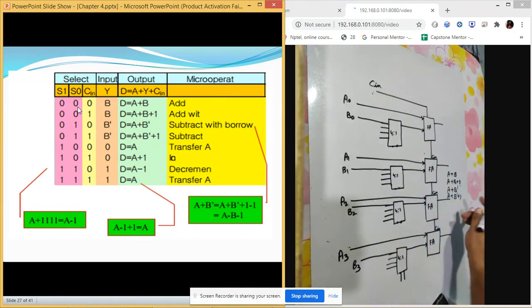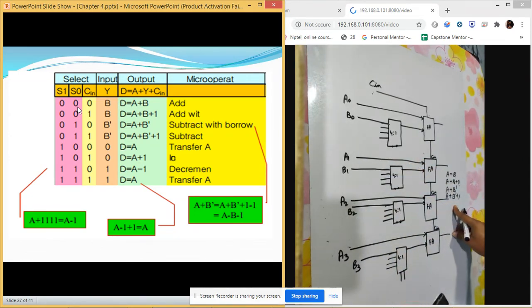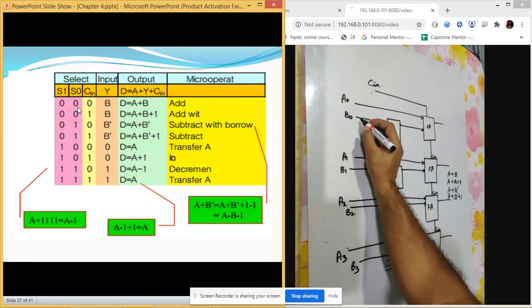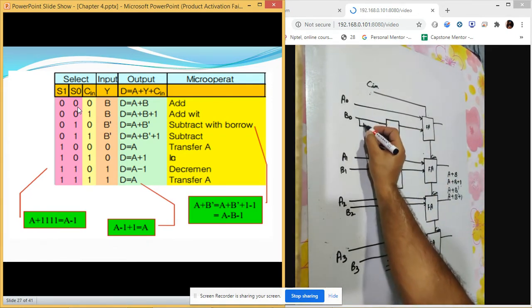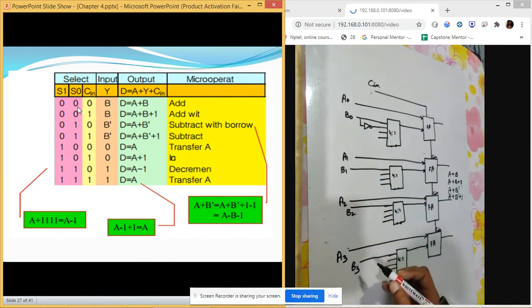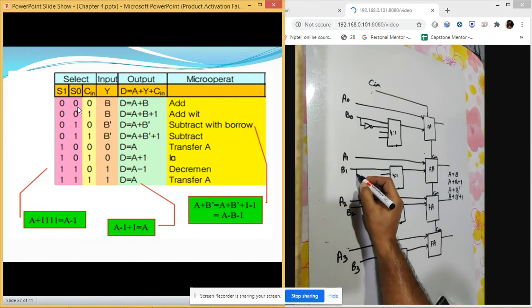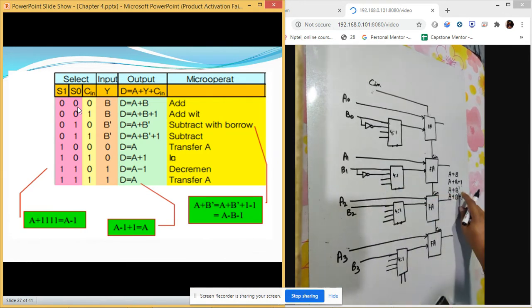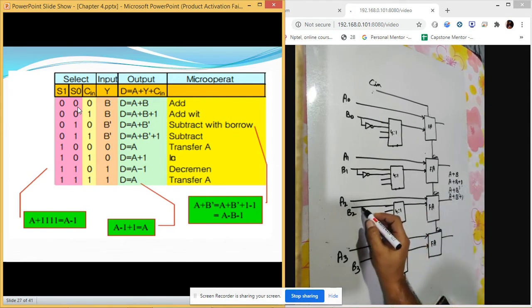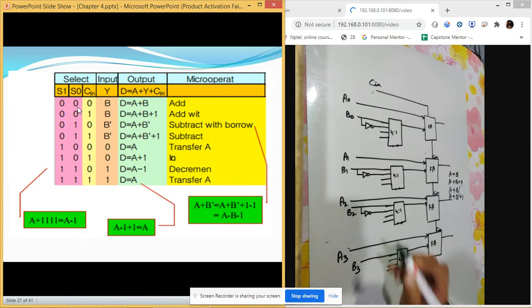So if we want to perform the next operation, that is subtract with the borrow, what will it do? We will need to have A plus B bar. So this will be A, and if we want the B bar value of B naught, we need to connect a NOT gate with it. Then our value of B will be converted to B dash. So simply connect the NOT gates.